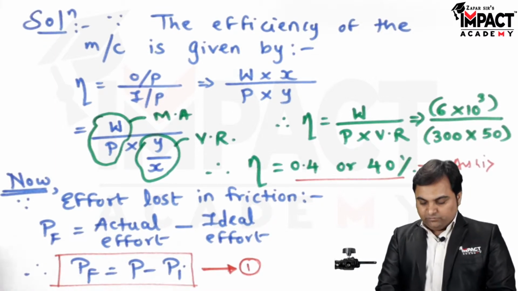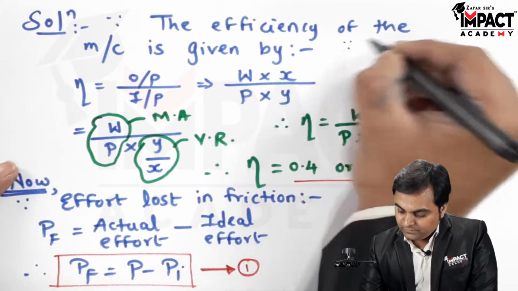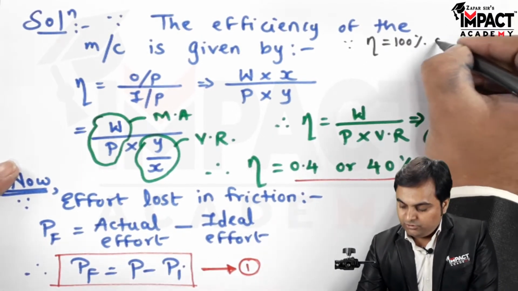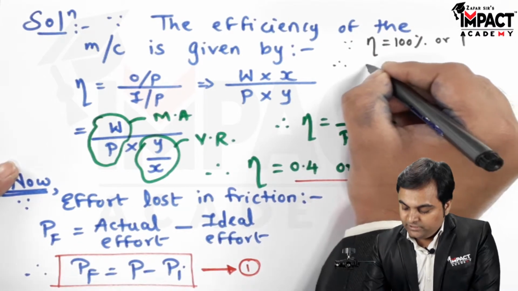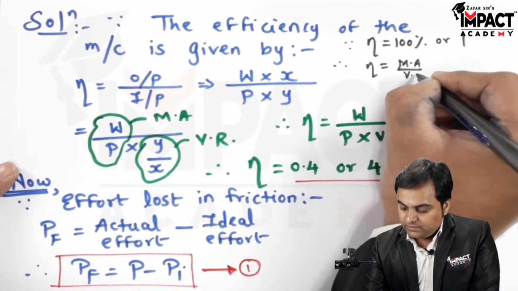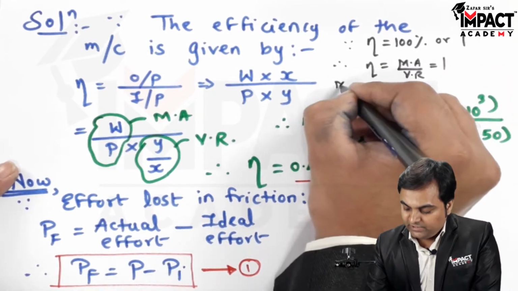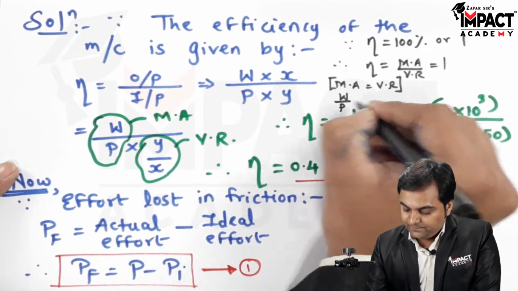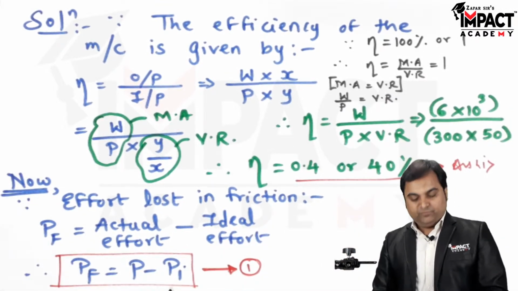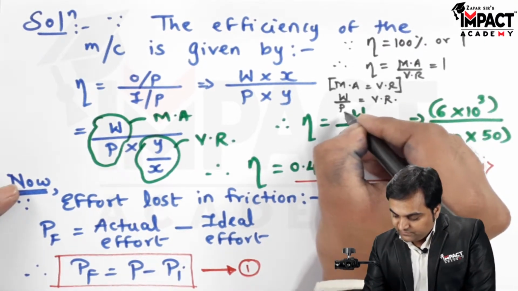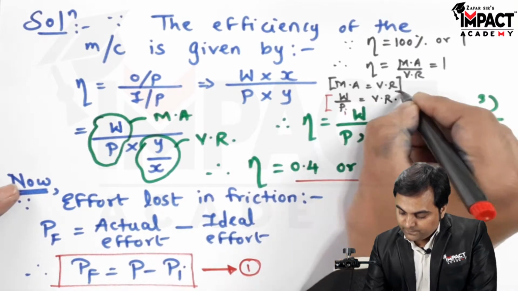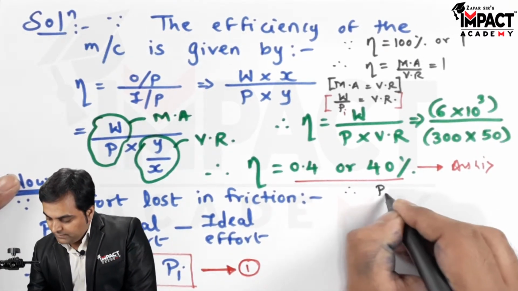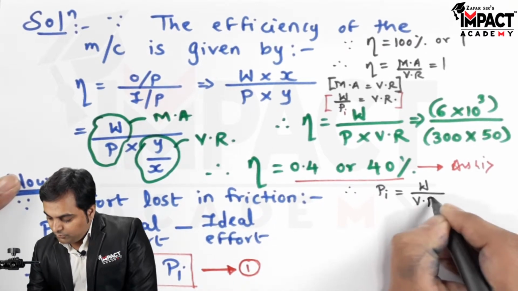Ideal effort is what we have to find out, and for that I'll explain that ideal effort will be there in a machine which is ideal, which means efficiency of that machine would be 100%, or as a number, it would be 1. So the efficiency is nothing but MA upon VR, and as the efficiency is 1, we can say MA is equal to VR, because the efficiency is 1. Now MA is W by P is equal to VR. Since we require the formula of ideal effort, I'll add suffix I here for the effort. So the ideal effort is W upon VR.